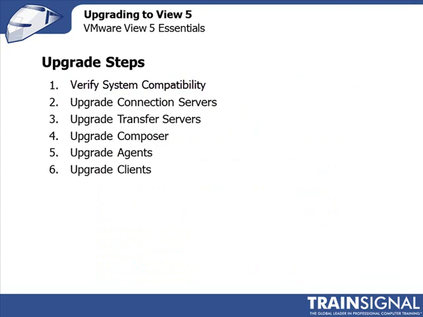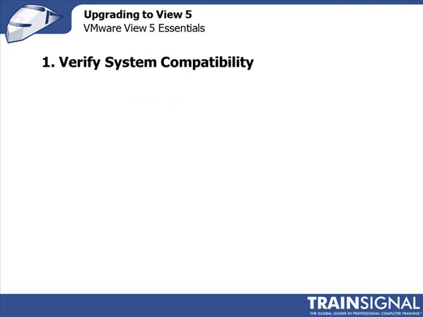So now let's talk about the upgrade steps. Based on some of those limitations, this is the order in which you want to do everything. First of all, you want to make sure that the systems that you're upgrading are fully compatible with Vue 5. For the most part, the requirements are the same, but there may be differences that you'll want to make sure to check on. Next, you'll want to upgrade your connection servers. This includes security servers and the connection servers and all replica servers as well. Then you'll upgrade the transfer servers. After that, you'll upgrade Composer on your vCenter server, and then the agents within the parent VMs. And finally, upgrade the clients on your end user devices. So let's dig in detail to each of these a little bit more.